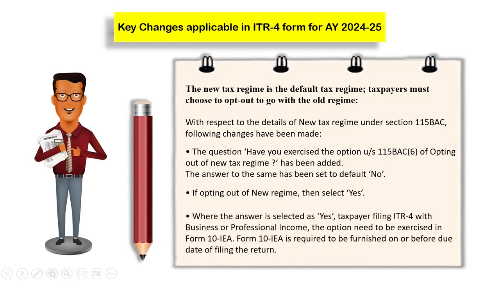Where the answer is selected as yes, for taxpayers filing ITR-4 with business or professional income, the option needs to be exercised in Form 10-IEA. Form 10-IEA is required to be furnished on or before the due date for filing the income tax return on the e-filing portal.